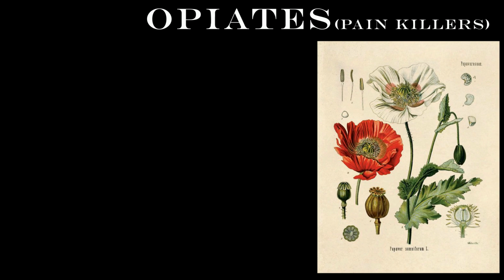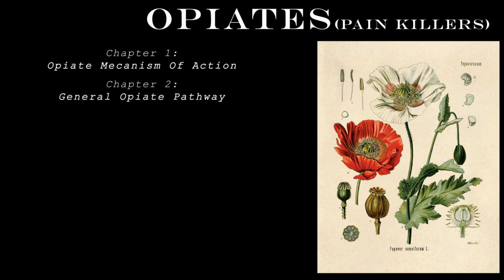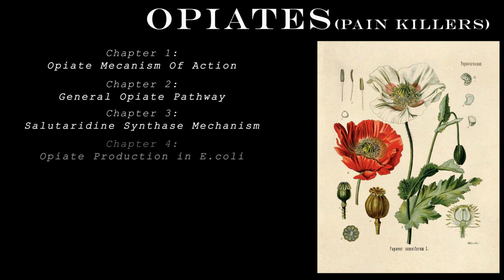First, we will discuss how opiates reduce pain, then look at how opiates are synthetically produced, and, by the example of salutaridine synthase, how this was done in E. coli.